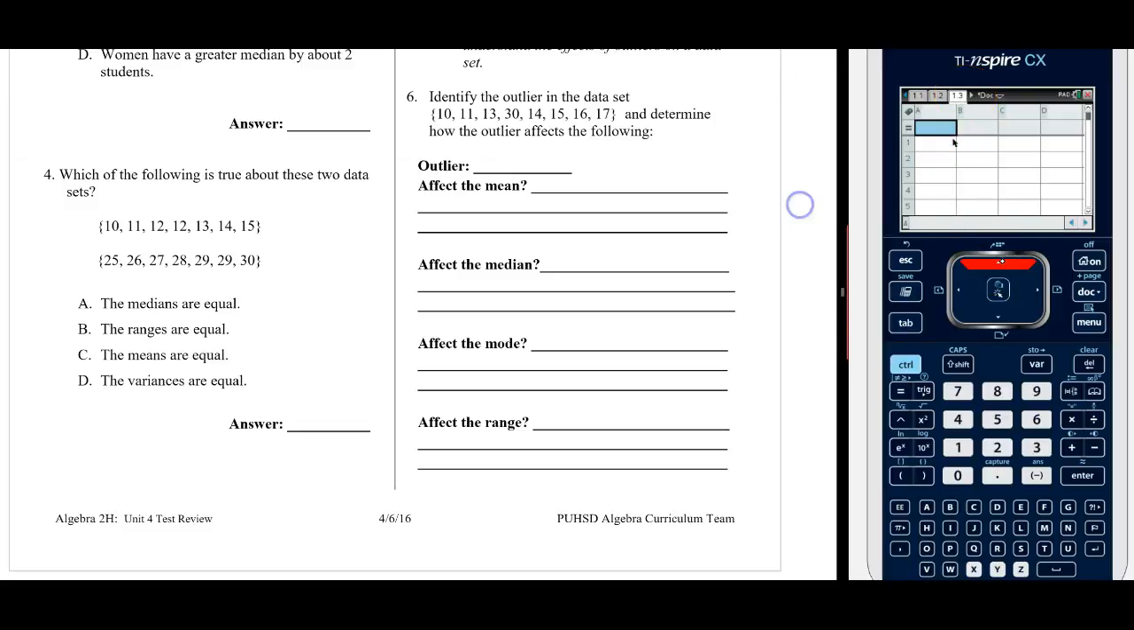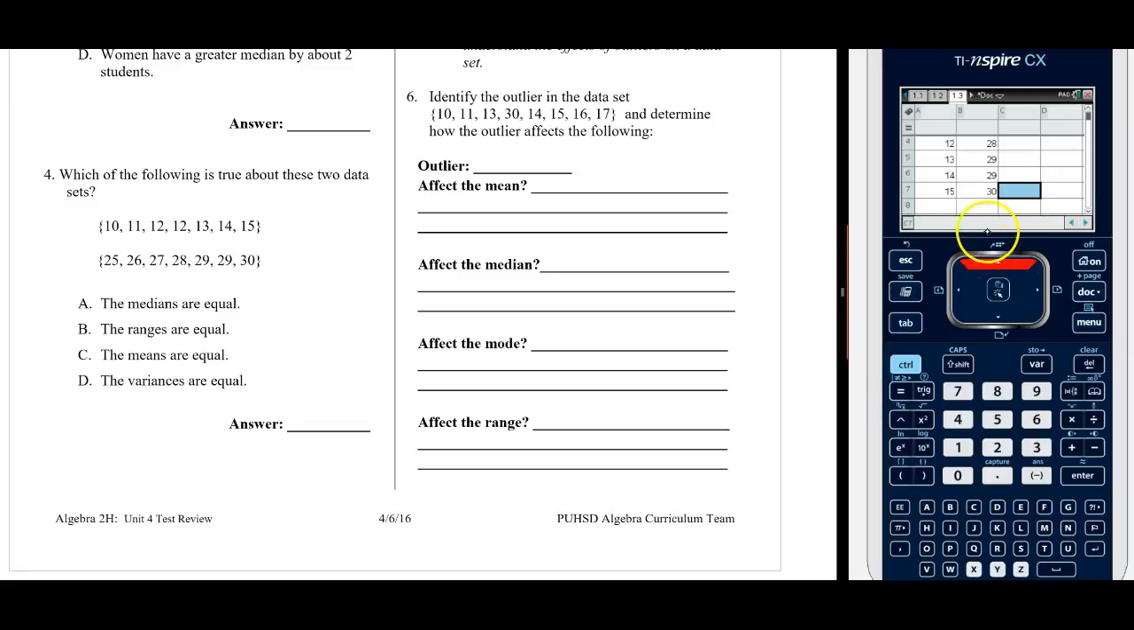So I'm going to go over to my calculator and I'm going to put in the info: 10, 11, 12, 12, 13, 14, 15. I'm going to do the same thing for the second list: 25, 26, 27, 28, 29, 29, and 30.